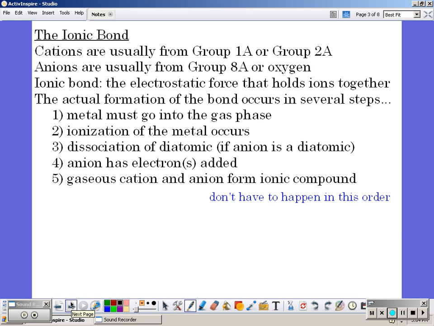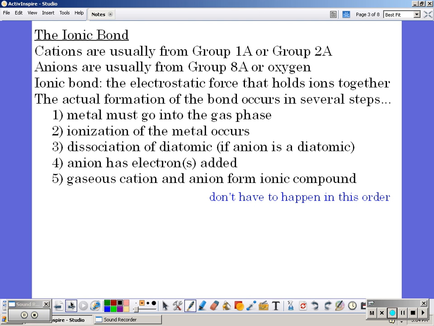In an ionic bond, you have cations that are typically from group 1 or group 2. The anions are typically from group 8A or oxygen. In an ionic bond, you have the electrostatic force that holds the ions together.